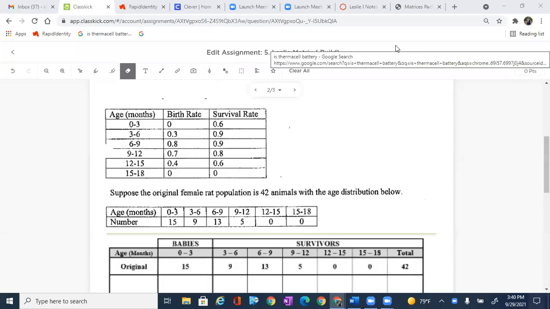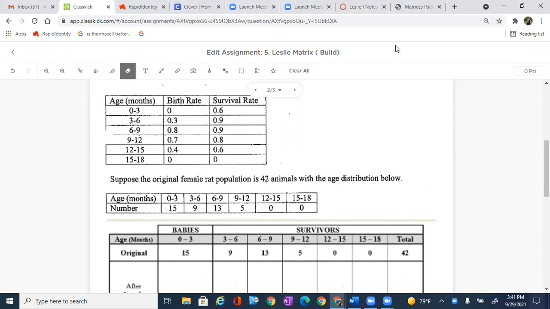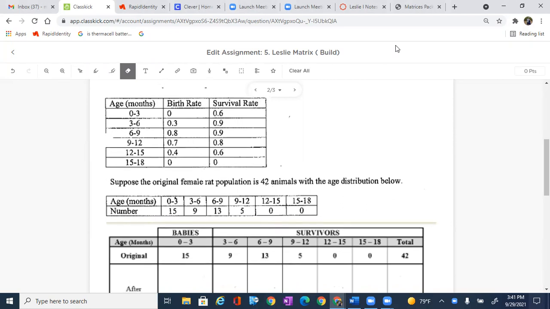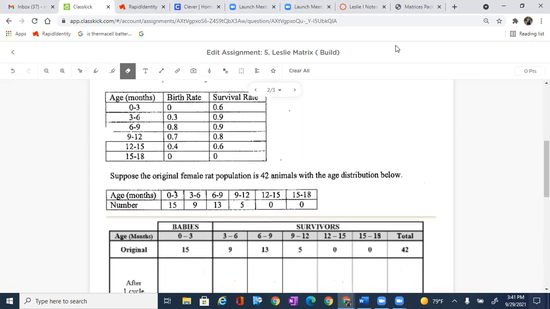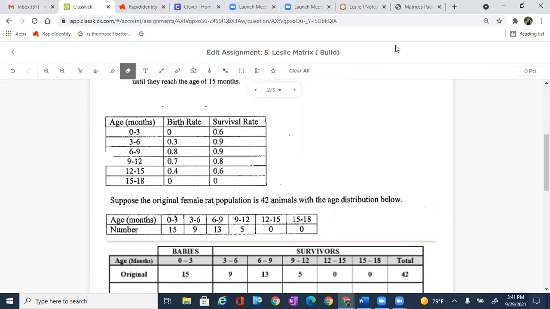All right, we're going to go ahead and look at the Leslie matrix and how it's used in order to show the population growth within intervals of time over a lifespan. And so what you're going to notice is a table that's got age, and those are all broken into equal intervals of 3 months. We're going to show the birth rate of each one of those intervals and the survival rate of each one of those intervals.